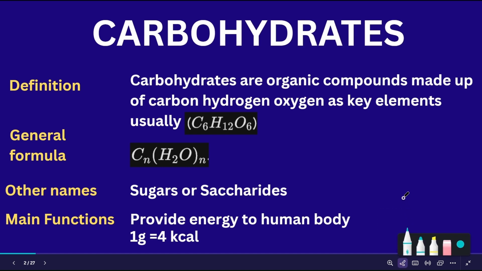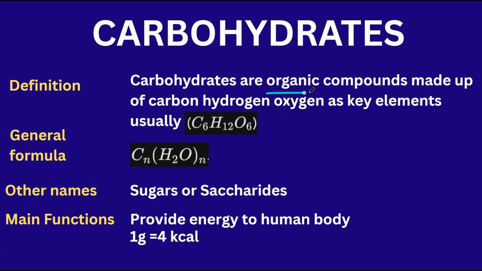The definition of carbohydrates. Carbohydrates are organic compounds. Carbon, hydrogen and oxygen are the main key elements. This is the general structure of carbohydrates: CnH2O whole to the n. So this is the general formula of carbohydrates. They are also called sugars or saccharides. These saccharides or sugars are the common names of carbohydrates.